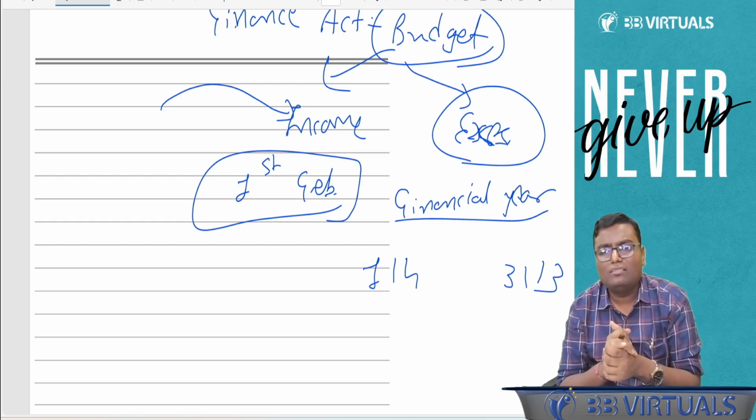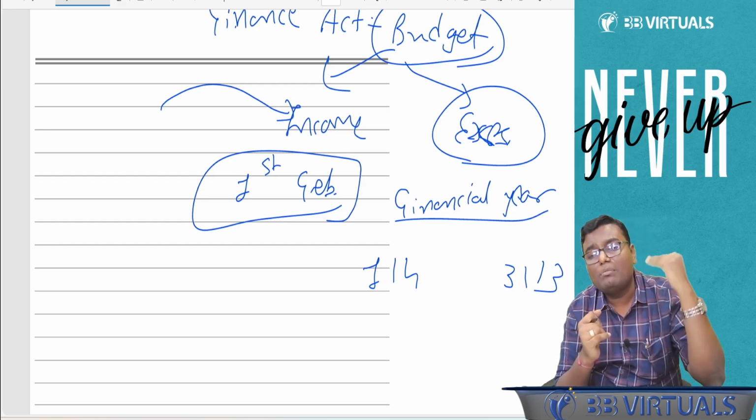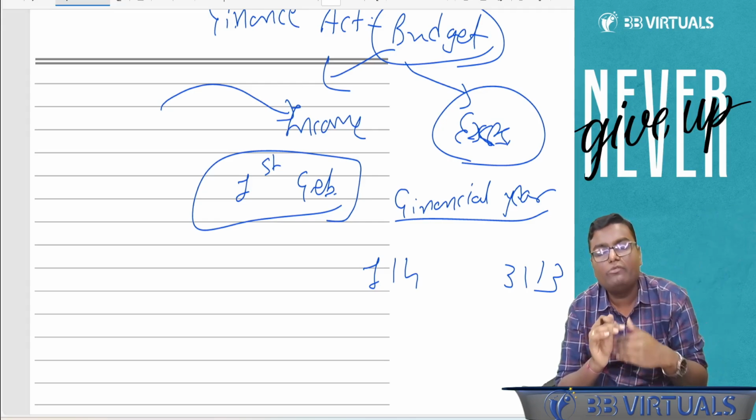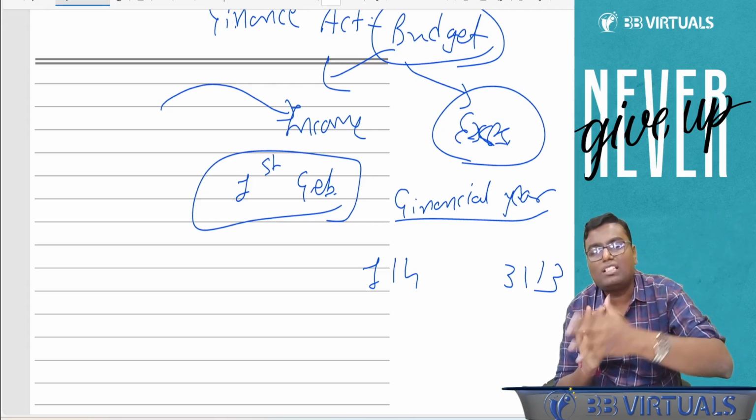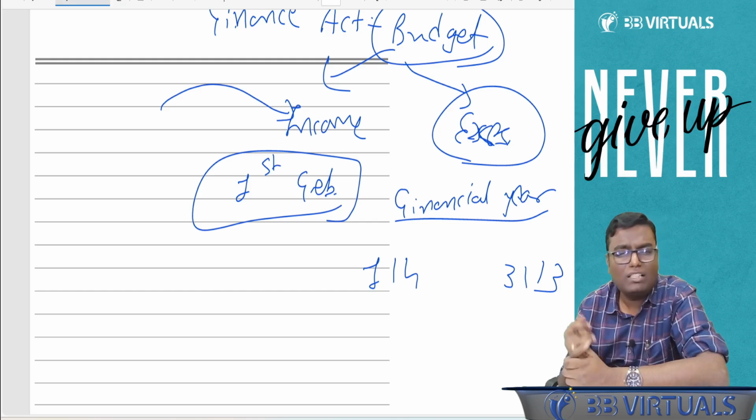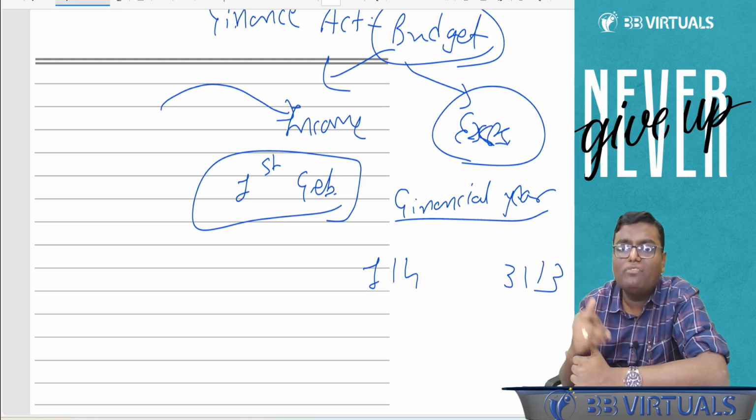And in this budget, they will tell us that in the upcoming financial year, from where the government will bring the income and where the expenditure will be done. We are least concerned about expenditure. What we are more concerned about is from where income will come.